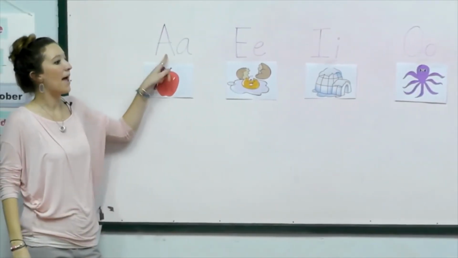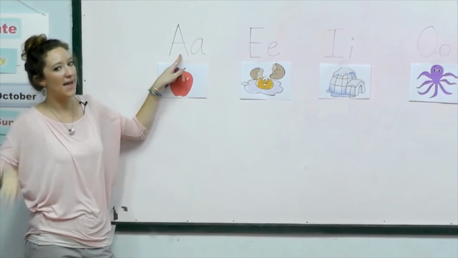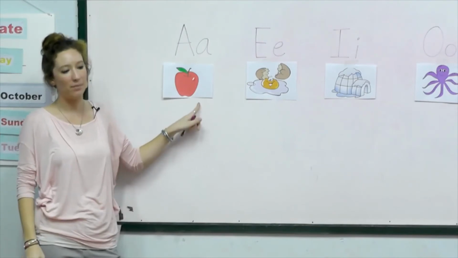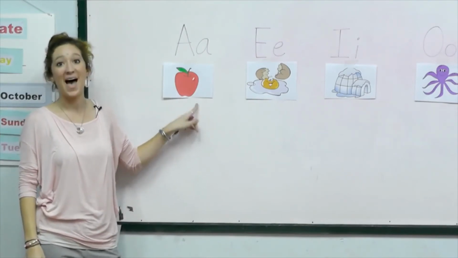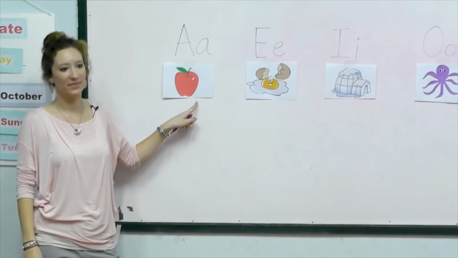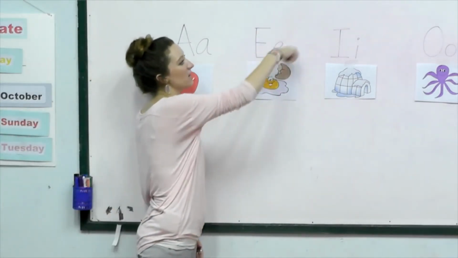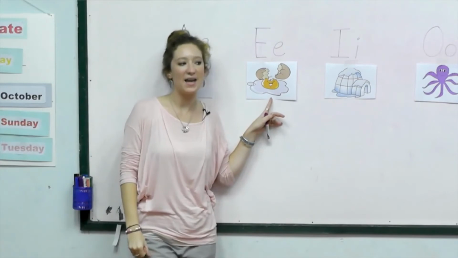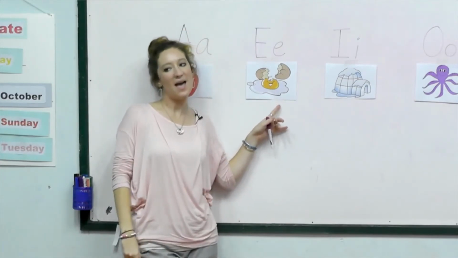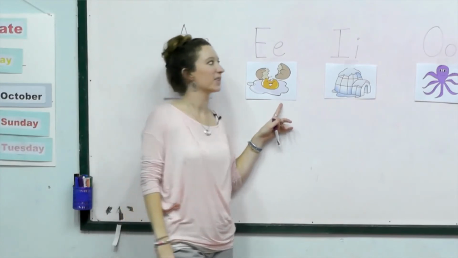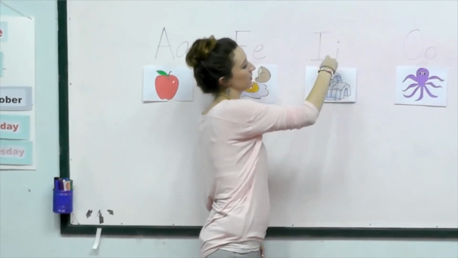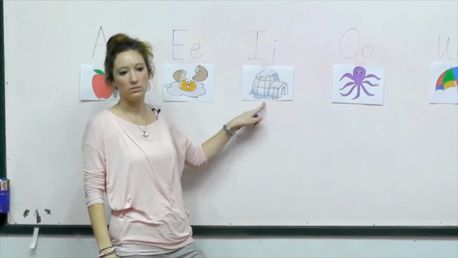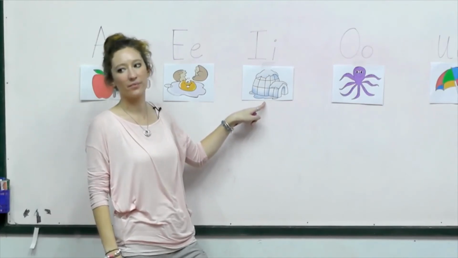All right. So A. And the sound for short A: a, a, apple. Good. All right. For E. The sound for short E is eh, eh, egg. Good. All right. I. The sound for I: ih, ih, igloo.